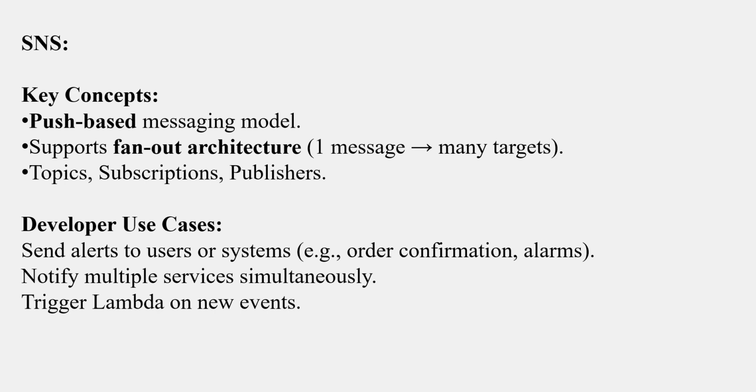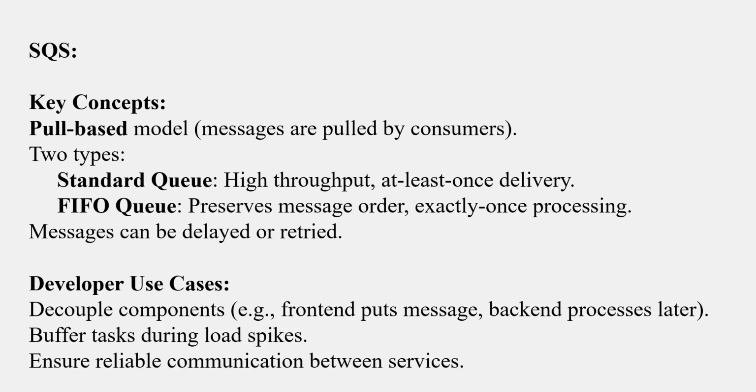SNS key concepts: push-based messaging model, supports fan-out architecture, one message to many targets, topic, subscription, publishers. Developer use cases: send alerts to users or systems, notify multiple services simultaneously, trigger Lambda on new events. The key features of SQS: it is a pull-based model. Messages are pulled by consumers. Two types: standard queue and FIFO queue, first in, first out. Developer use case: decouple components, buffer tasks during load spikes.